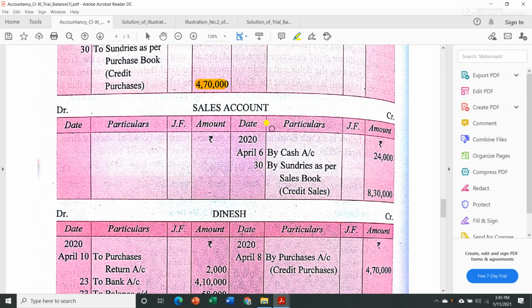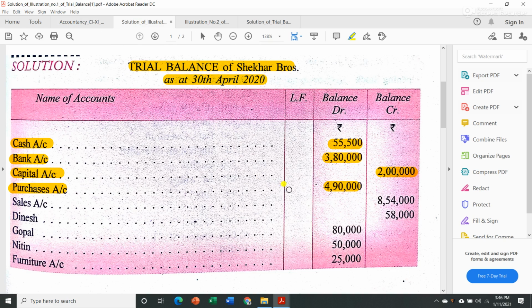Then next we have sales account. Again sales account is also not balanced, so we know that two figures are appearing on the credit side, so it will show a credit balance. So 24,000 plus 8,30,000 is nothing but 8,54,000. We will write on the credit side.